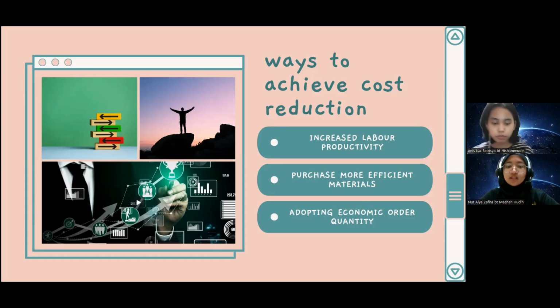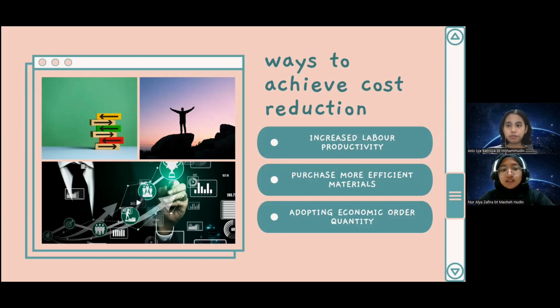For the last point, adopting economic order quantity. This method is a very ideal order quantity in order to minimize the inventory, because the company can identify the optimal number of product units to order, which will lead to reduced cost and get rid of wastage.